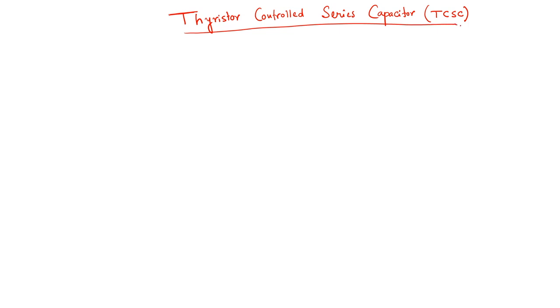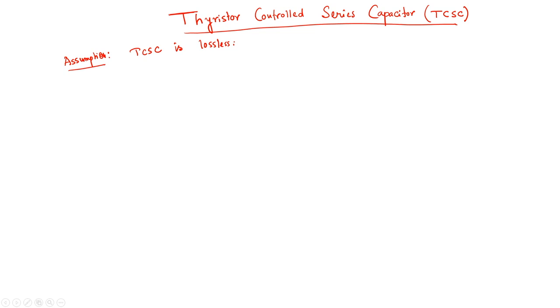In this lecture also, we will consider the thyristor controlled series capacitor, which is most famous by its acronym TCSC. Okay. So, what is our assumption? Our assumption is that this TCSC is lossless.